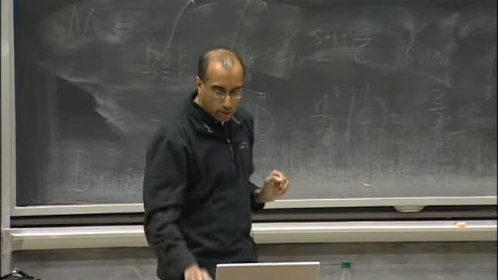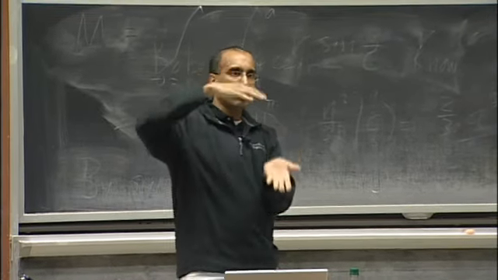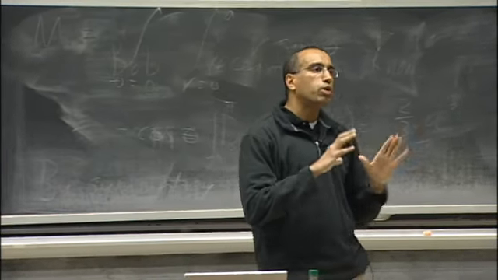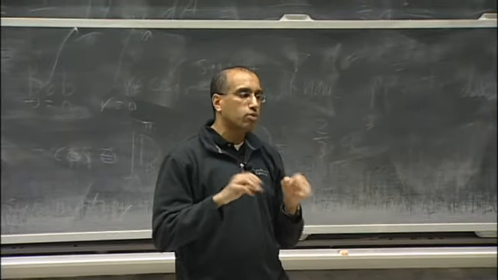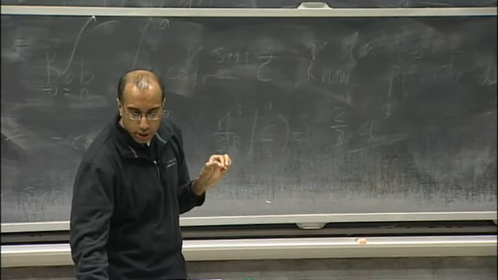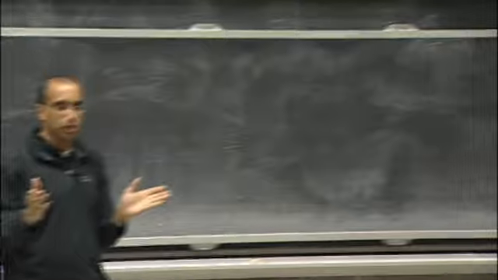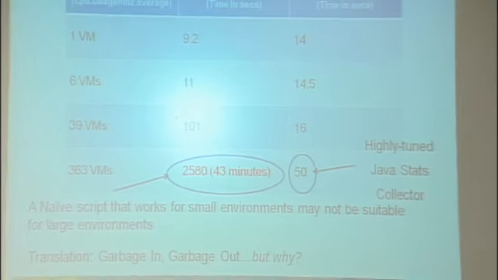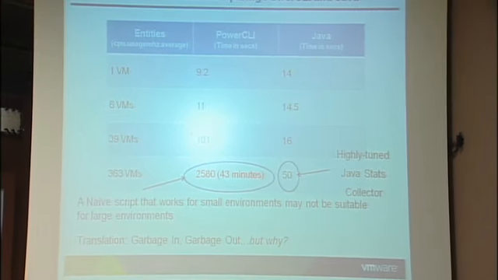Now, I'm calling this garbage in, garbage out because you can see that with PowerCLI and Java, we're getting very different results. The deal is that in PowerCLI, I wrote a very naive script, and I'll explain how in a moment. And that very naive script is not performant at all. Whereas in Java, I wrote a very highly tuned script, and it ended up taking about an order of magnitude less time. So garbage in, garbage out, good stuff in, good stuff out. Let's try to understand why.